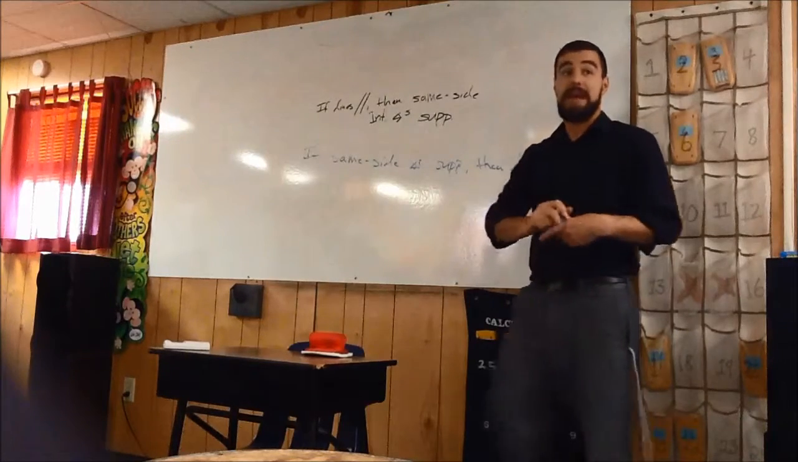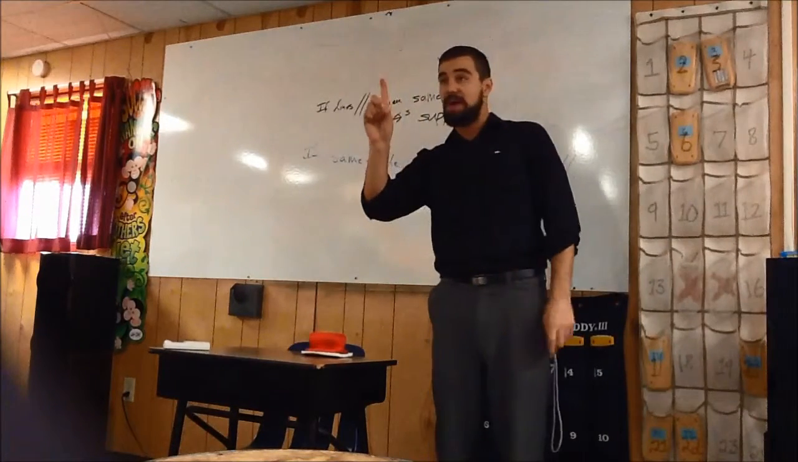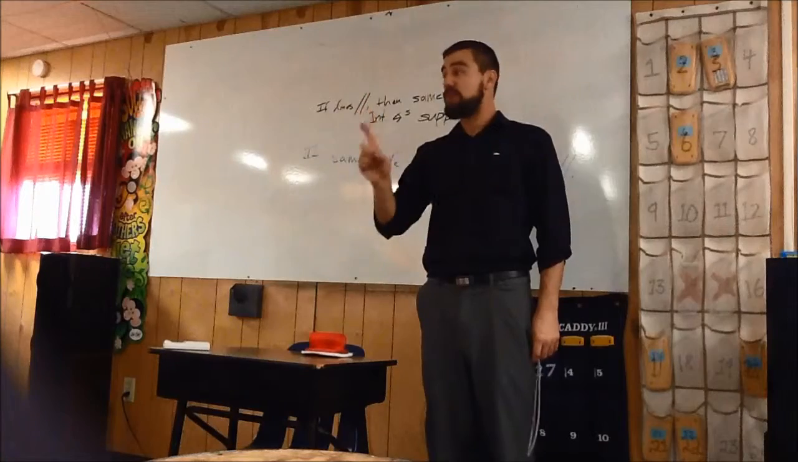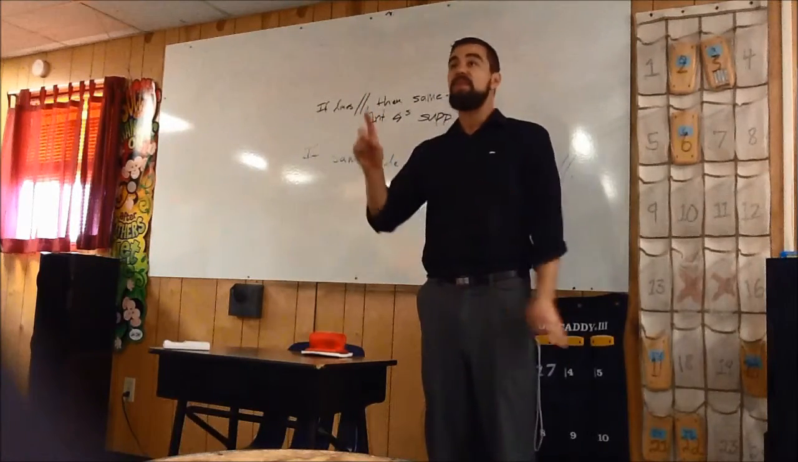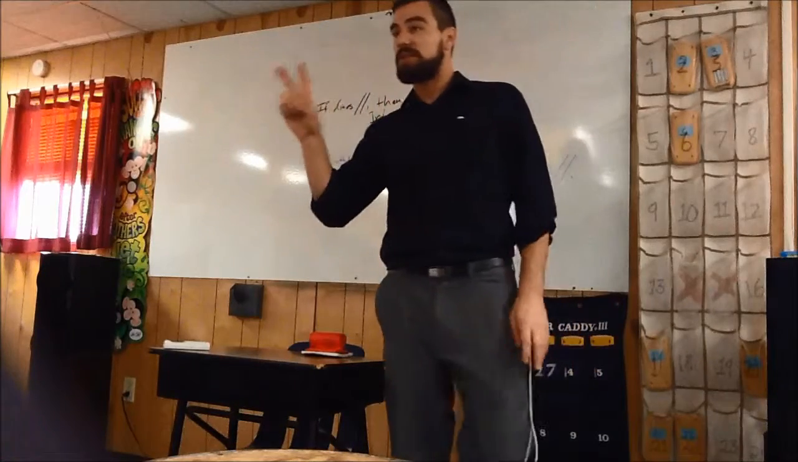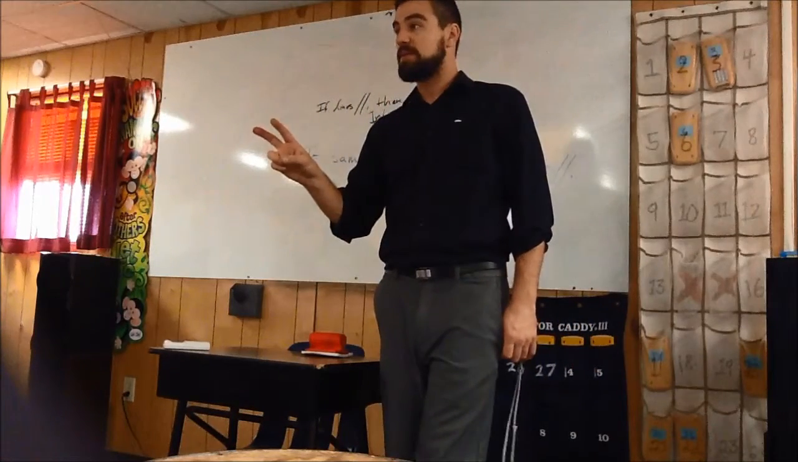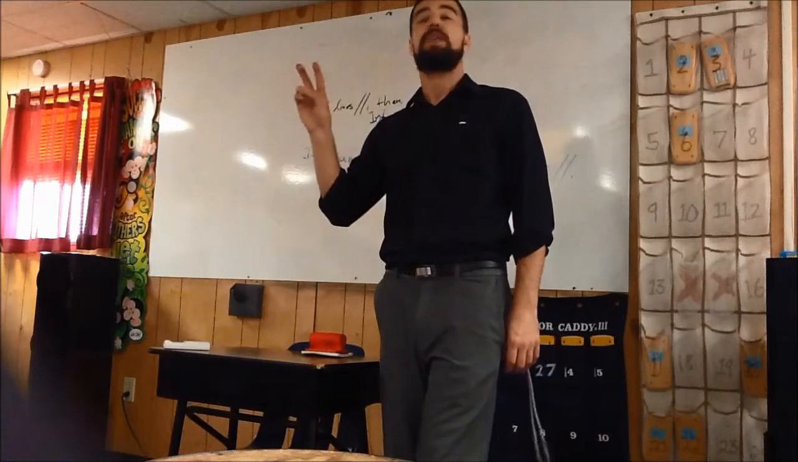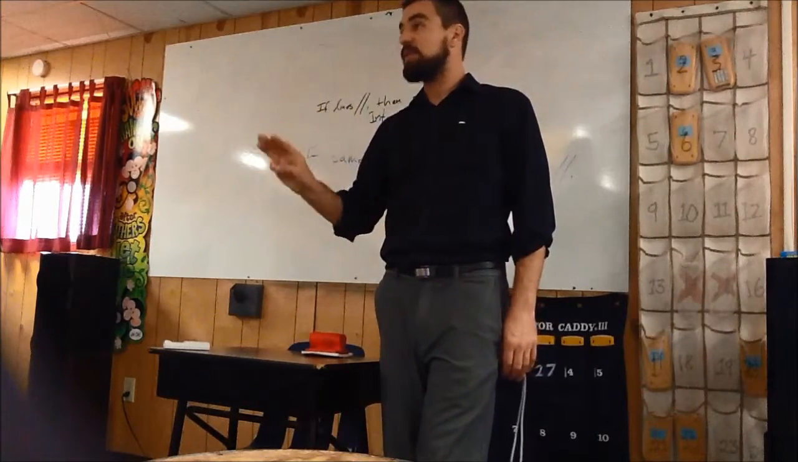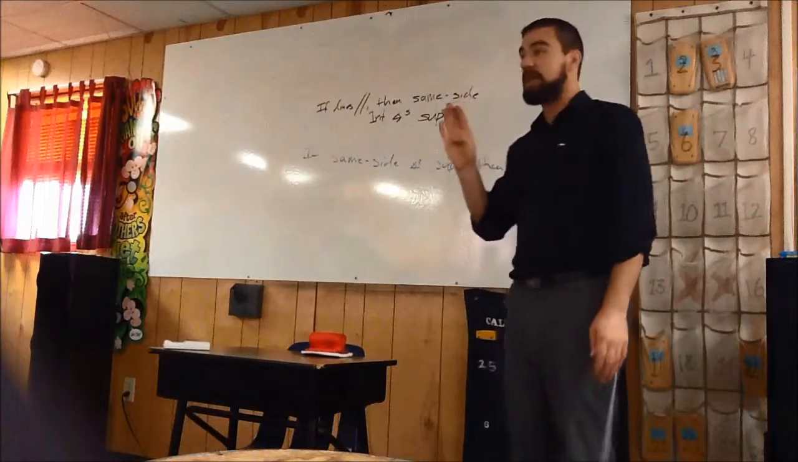So if you can somehow show that corresponding angles are congruent, then you know the lines are parallel when you originally didn't know them. If you can somehow prove that alternate interior angles are congruent, then you can conclude that those lines are parallel. Or if you can show that same side interior angles are supplementary.